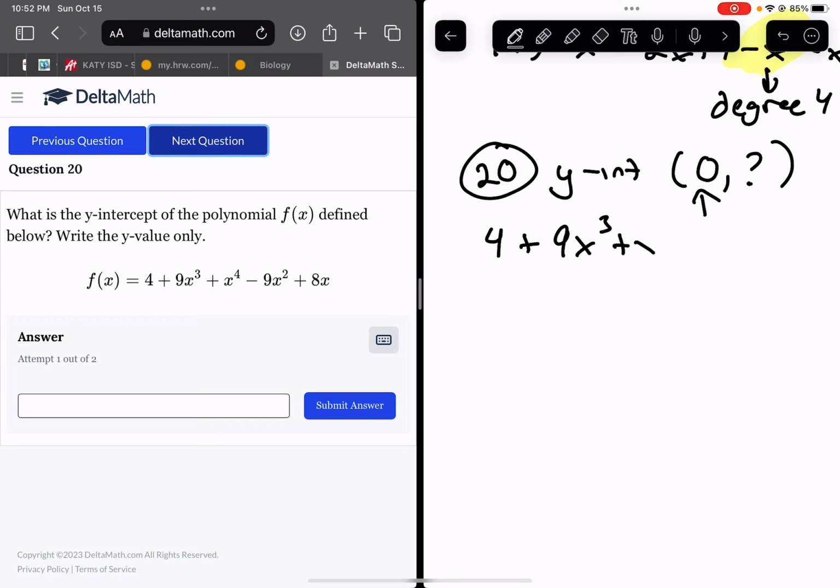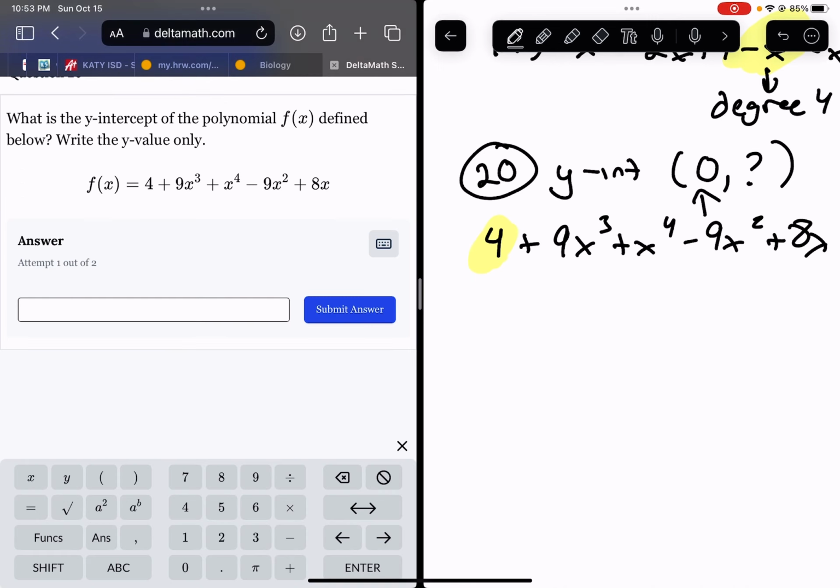Your constant term is the guy with no variable attached to it. All right, so this guy doesn't have a variable. He's a constant term. Our y-intercept here is just 4. Now it says only write the y value of the y-intercept. Sometimes they want you to write it as a coordinate pair. But this one, they just said write the y value only. So I would just put a simple 4 there.